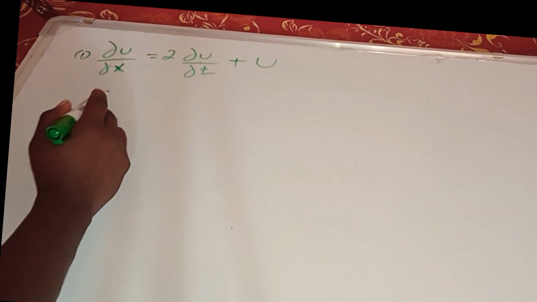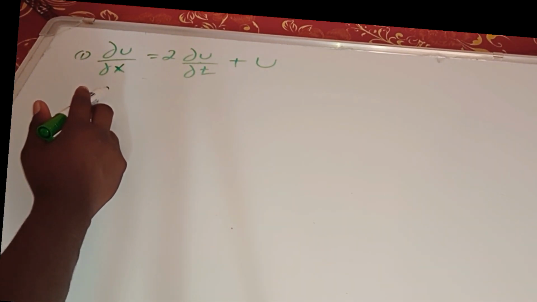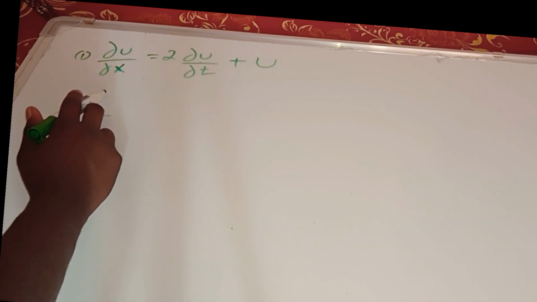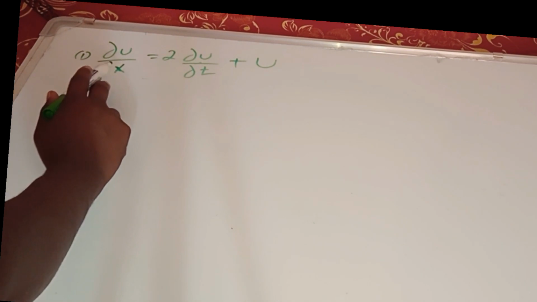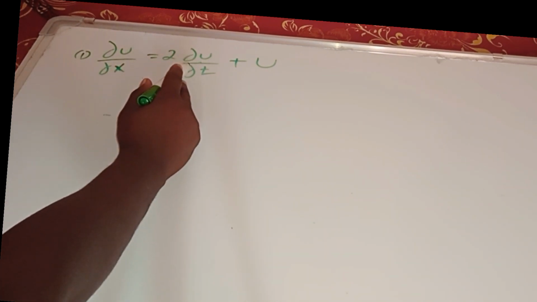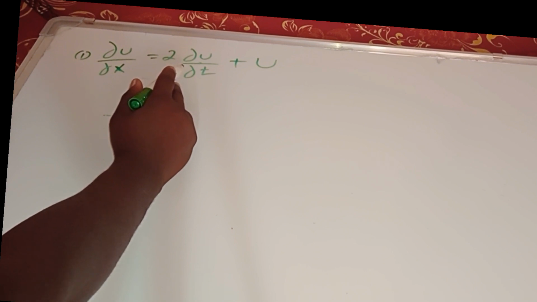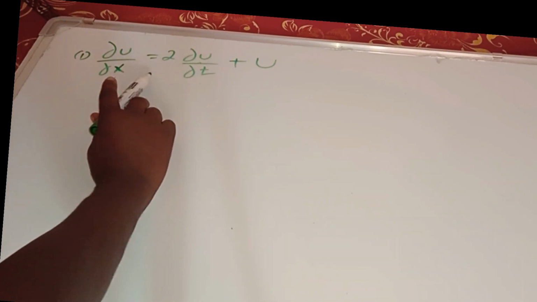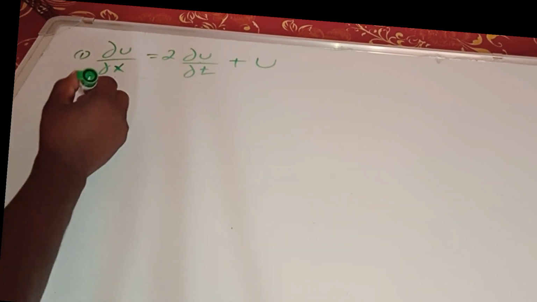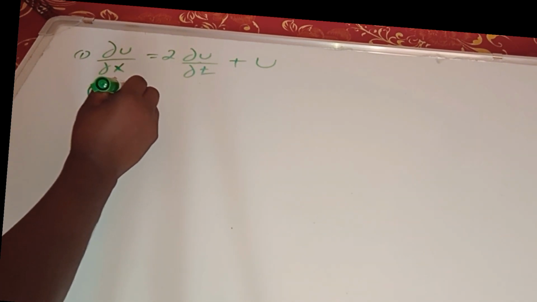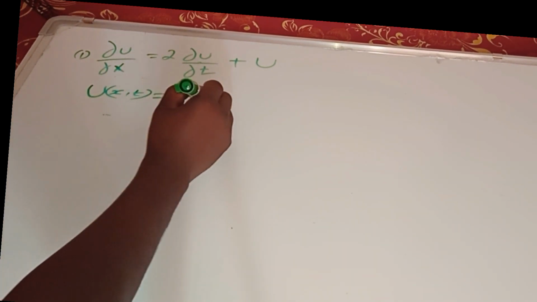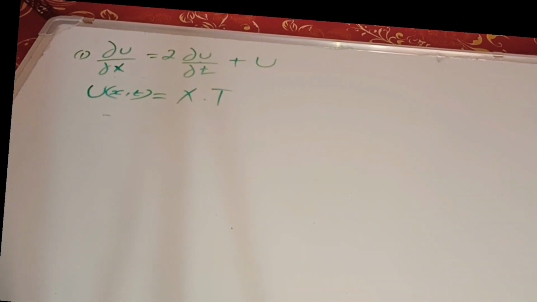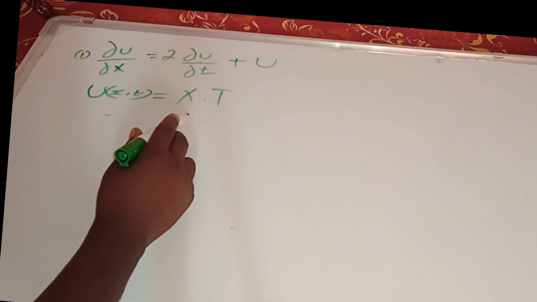So example 1: the partial derivative of u with respect to x is equal to 2 times the partial derivative of u with respect to t plus u. So u is a function of x and t, and now we let u of x, t be x multiplied by t. Remember, we are using the method of separation of variables. So you replace u with xt.